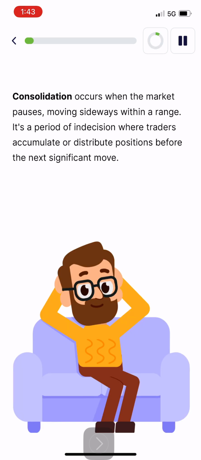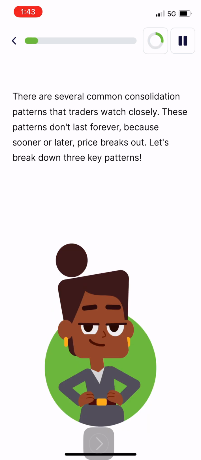Consolidation occurs when the market pauses, moving sideways within a range. It's a period of indecision where traders accumulate or distribute positions before the next significant move. There are several common consolidation patterns that traders watch closely. These patterns don't last forever because sooner or later, price breaks out. Let's break down 3 key patterns.